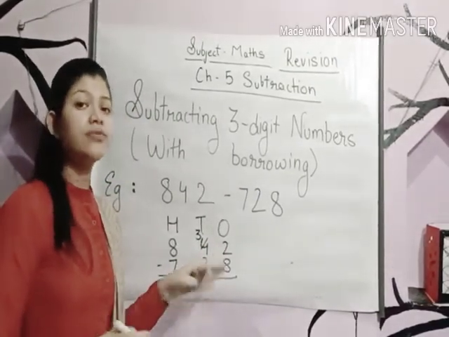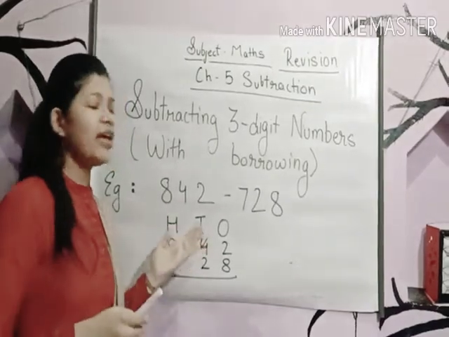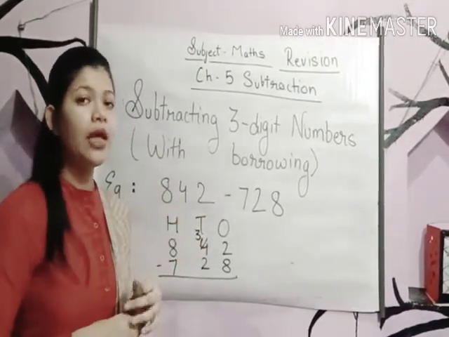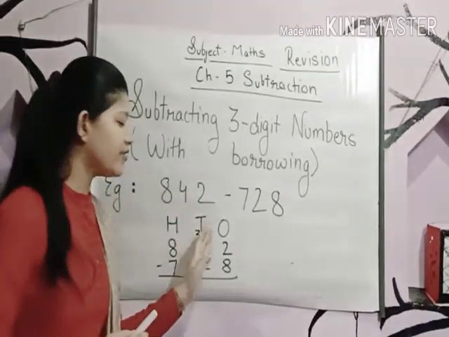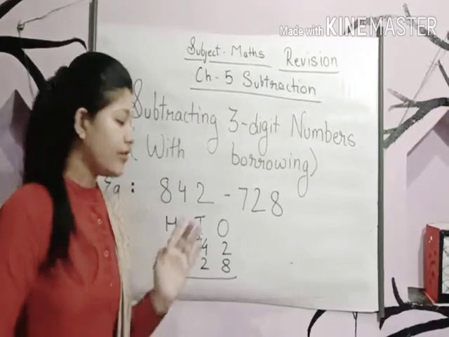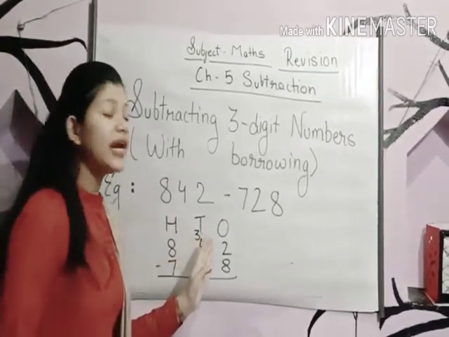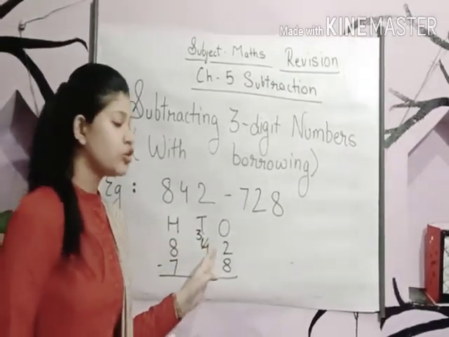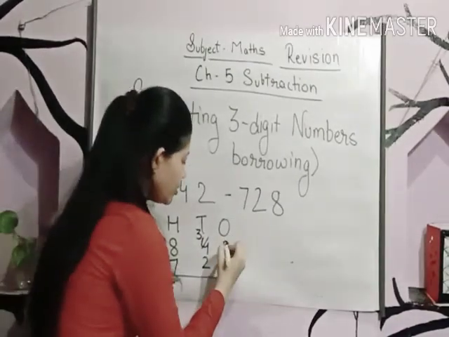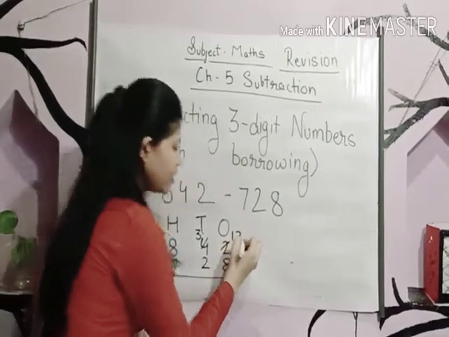Now students, many of you will think, why? If we add 2 and 1, then the answer will be 3. But students, we are adding 1 ten here. We are not adding 1 one. We are taking 1 borrow from the tens column. So it will become a ten. So 2 will become 12.